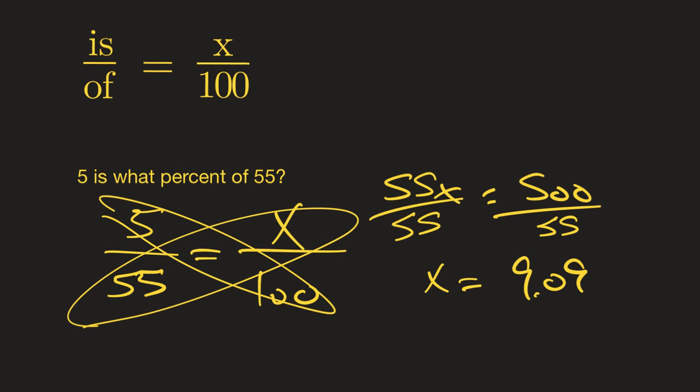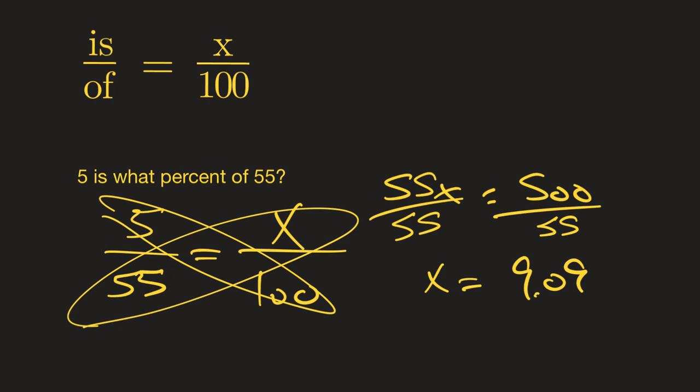I didn't flip it, I cross-multiplied. So I created my proportion: 5 over 55 equals x over 100. To solve a proportion, we're going to cross-multiply. 55 times x, 55x, equals 5 times 100, 500.